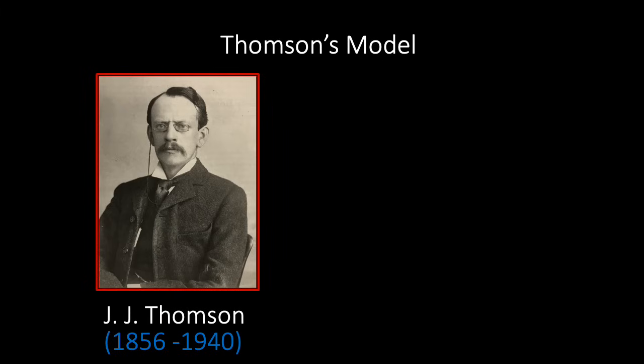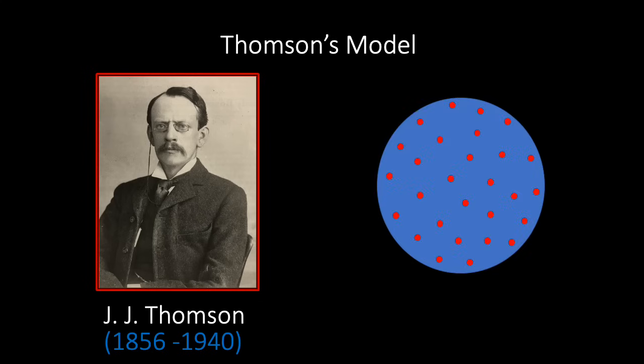In 1904, Thomson proposed a model of the atom in which he visualized the atom as being formed by some positively charged substance uniformly distributed throughout the atom, with negatively charged electrons embedded like plums inside a pudding. However, the model was not without its problems.